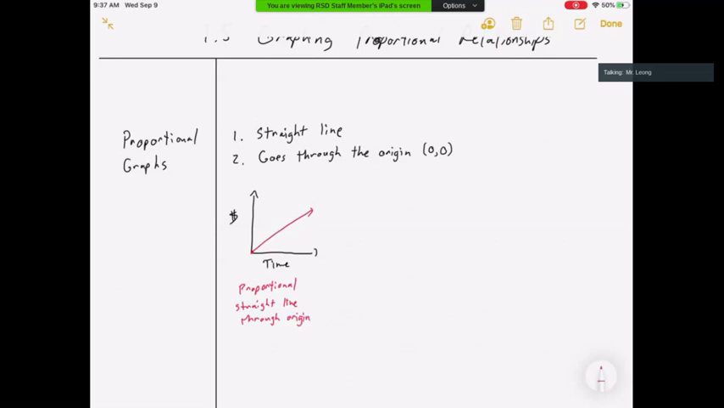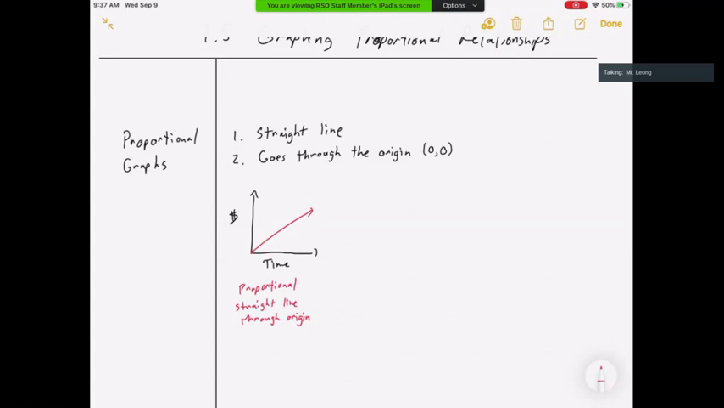Pretty easy. Again, a straight line through the origin is a proportional graph. This means that the graph shows a proportional relationship. If I were to put it in a table, all the ratios would be the same. I'll show you guys an example in a little bit.